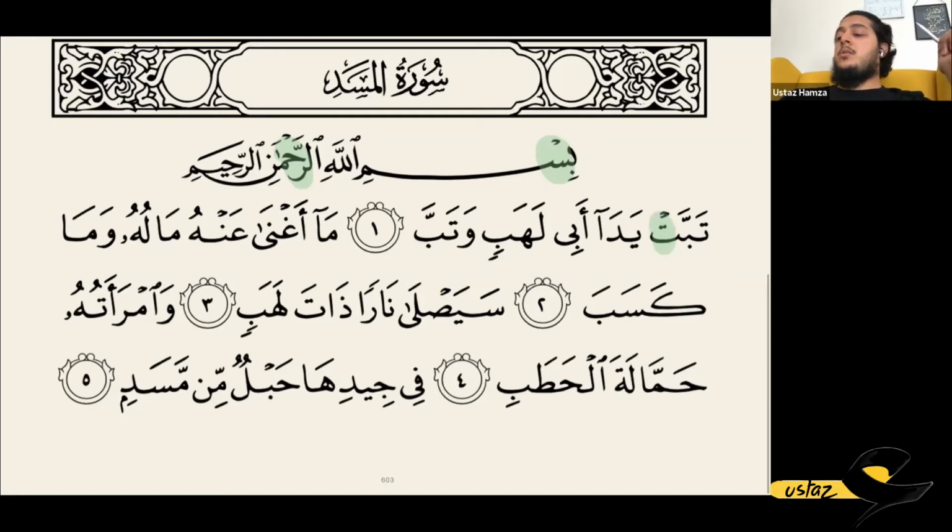ما أغنى عنه ماله وما كسب. Okay, now we can't say ghain is a whispering letter here. That's not a whispering sound, okay? Kasaba, no, this seen has a fatha. Sa, si, su, not whispered. Anhu maluhu. Okay.